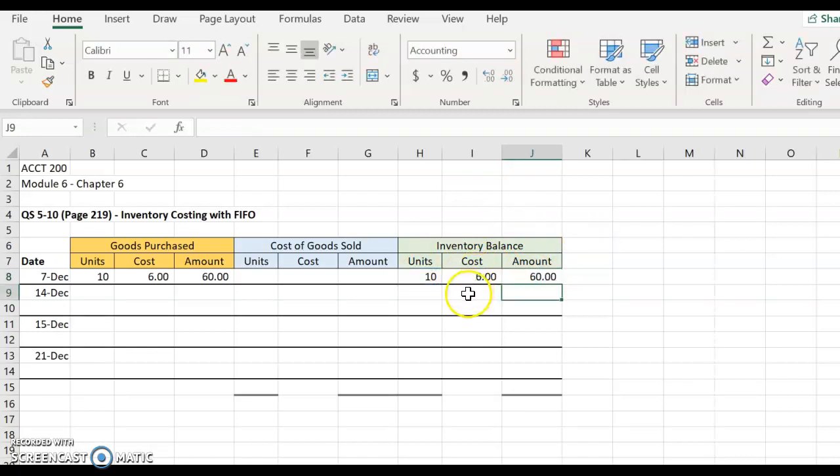On December 14th, we purchased 20 units at a cost of $12. So our inventory balance is the 10 units we had previously at $6, and our 20 units at $12.